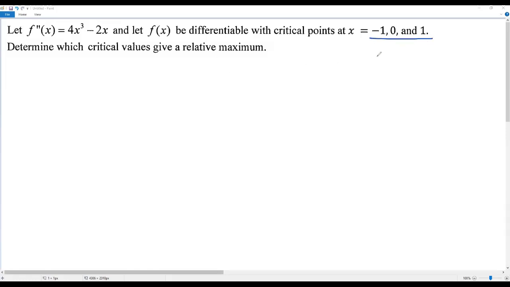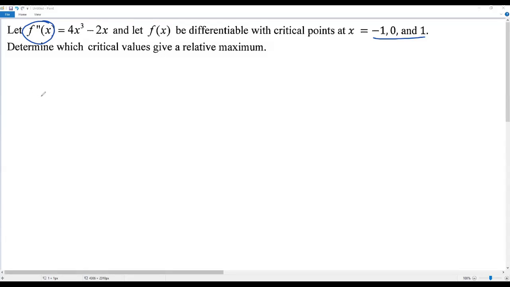Here we have three critical values, -1, 0 and 1. We have to find the one which gives a relative maximum. Here we have the second derivative of the given function, that is f double prime of x. Now, what I have to do is plug in these critical values into the second derivative, that is into f double prime of x.